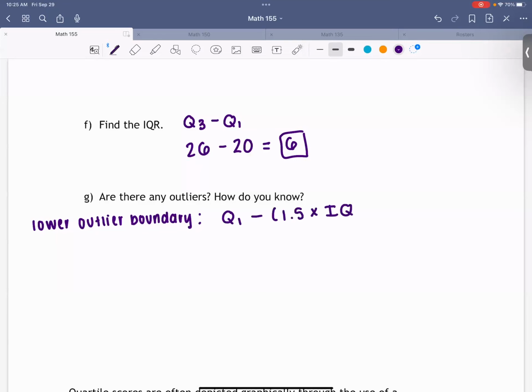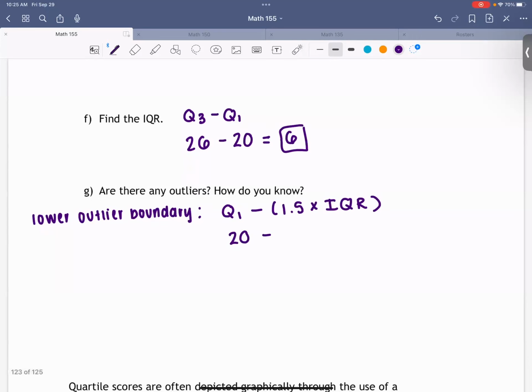Perfect. Q1 minus 1.5 times the IQR. That's like the one formula that you need to memorize without actually thinking about it. But once you do it a bunch of times, it'll become a lot easier. Okay, so Q1 in my notes, it looks like Q1 was 20, right? 1.5 just stays as 1.5. And the IQR we just found was 6.